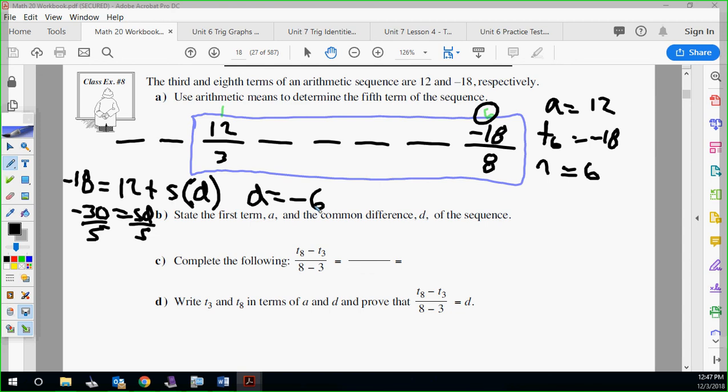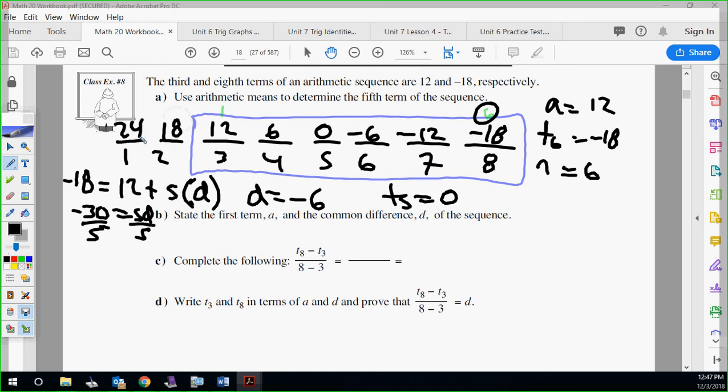So you also can plug it in and hopefully it comes out cleanly. So 12 minus 6, 6. 6 minus 6, 0. 0 minus 6, negative 6. Negative 12 fits in perfectly. So we feel pretty good about that. It wants the 5th actual term of the sequence. So remember, the actual ones are down here. So the 5th term is 0. State the first term, a. So we got to go backwards a little bit. First term is 24. Common difference is negative 6.